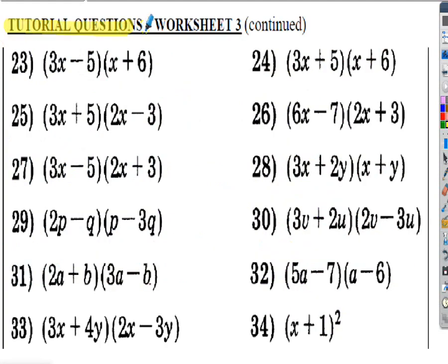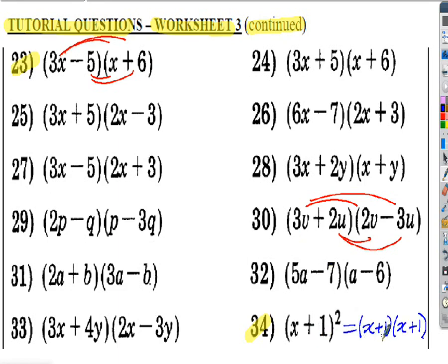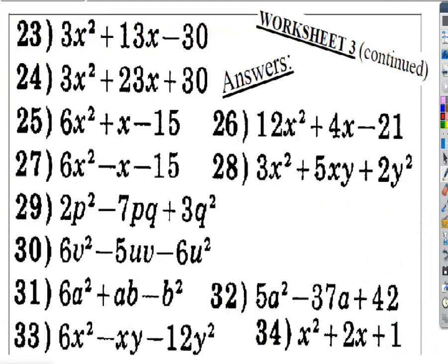Tutorial questions, worksheet 3, continued. Again, the same approach required in all of the questions. Notice in question 34, x plus 1 all squared actually means x plus 1 in brackets multiplied by x plus 1 in brackets. And the expansion is as before. Worksheet 3, here are the answers, questions 23 through to 34.